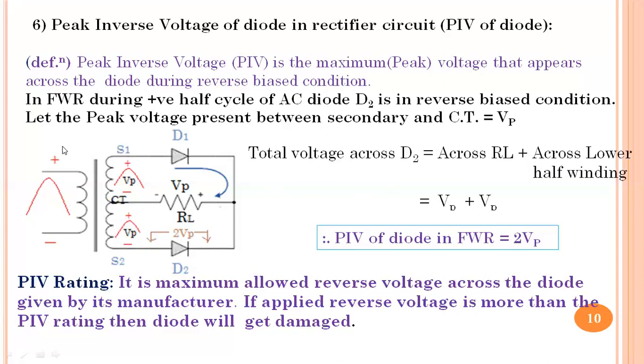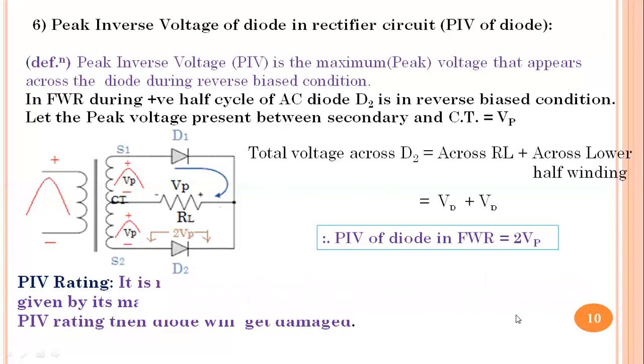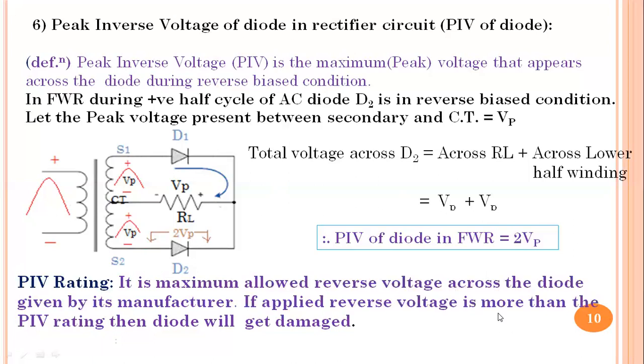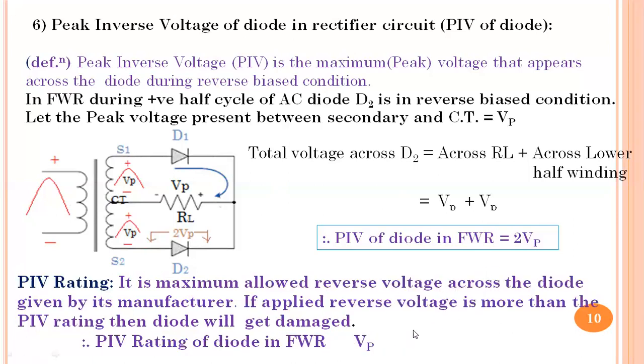Therefore, we must select a diode in practice with the PIV rating at least 2 Vp or more than 2 Vp. Is this clear? So the PIV rating should be at least equal to 2 Vp or greater than 2 Vp in case of a half full wave rectifier circuit. Then come to the last parameter here.